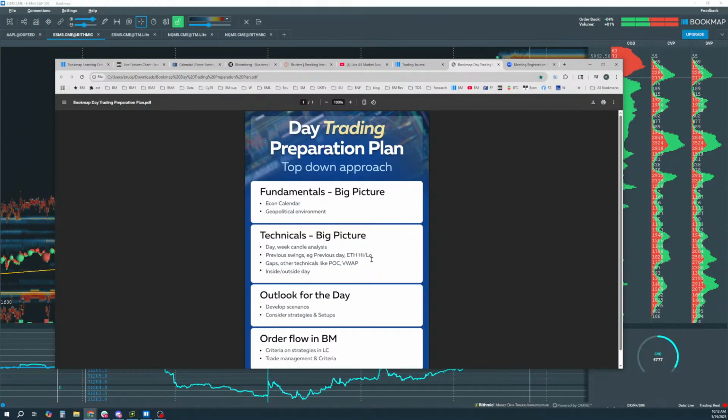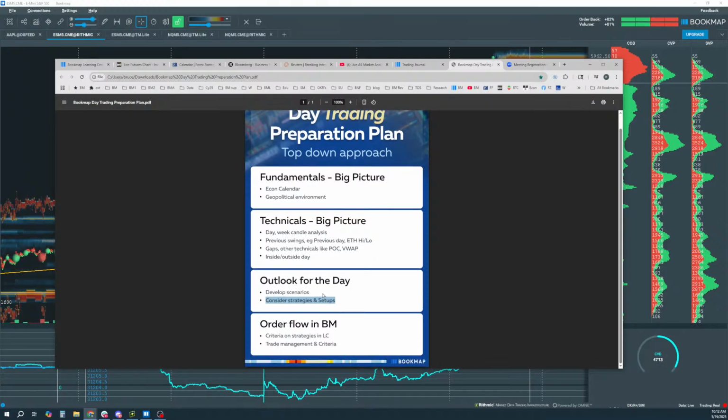first. Your daily, maybe your weekly, and start to understand acceptance, rejection, certain areas, and where price reacted previously. You can also look at your point of control, your VWAP, or whatever it is. Maybe you start to drill down into the overnight sessions, high and low, or today's high and low, etc. And then we're going to develop an outlook for the day. An important part here is to consider the different scenarios of where we think is going to happen with the price action. Consider the setups that work for this environment, and we'll look for them.